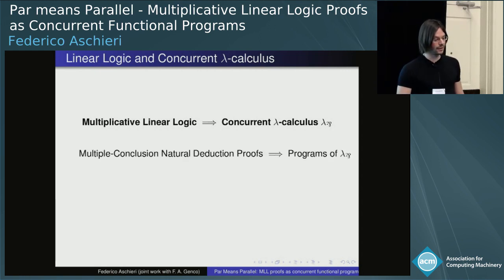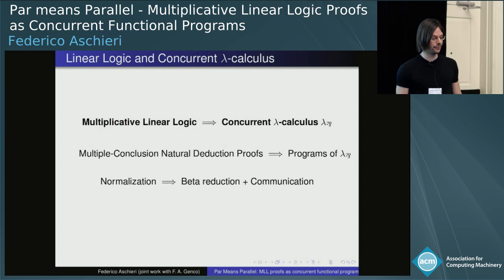So the result is that we provide a proof system for the logic, which is a natural deduction with multiple conclusions. This system is very well known in logic, and it gives rise to programs of this calculus lambda par. Then there is a correspondence between normalization, which is the process of eliminating logical detours from proofs, with the computation in the calculus, so beta reduction of lambda calculus, and communication, which is added on top of the lambda calculus. And propositions are just types, so ordinary types, so arrow types, essentially, with also disjunction.